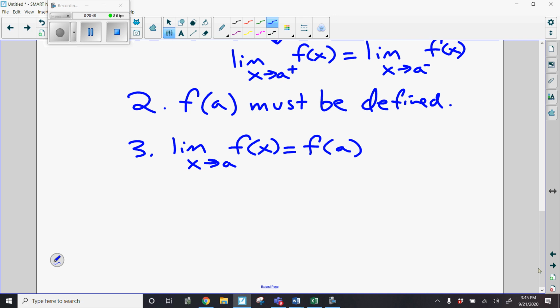And we have to get all three of those things proven in order to correctly justify continuity at a point. Okay? I'm going to show you one example of this, and we'll work on more in class on Thursday. But take a look at this. Okay?